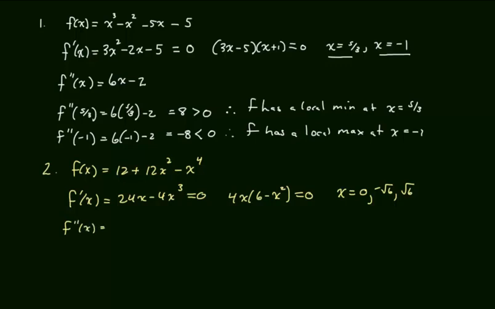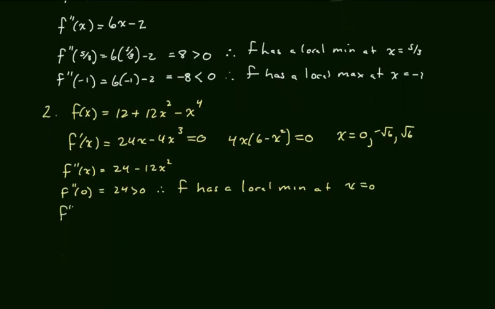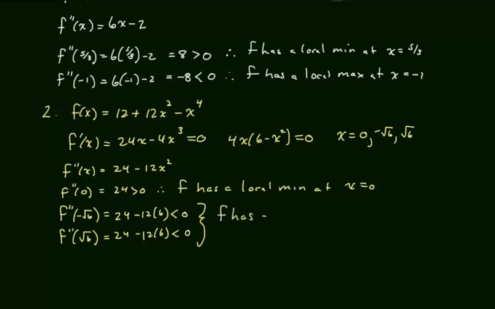Now I find the second derivative, and the second derivative is 24 minus 12x squared. I will evaluate the second derivative at the first critical point at 0. That's 24, that's positive, and therefore f has a local minimum at x equals 0. When I evaluate it at negative radical 6, or at positive radical 6, both of those will give me the same value. 24 minus 12 times 6. I don't even want to bother evaluating. I can see that each one of those is less than 0, and therefore f has a local max at x equals plus or minus radical 6.